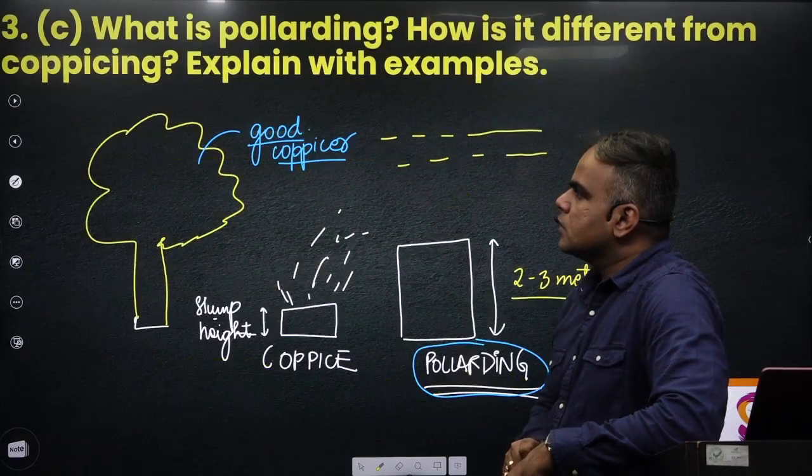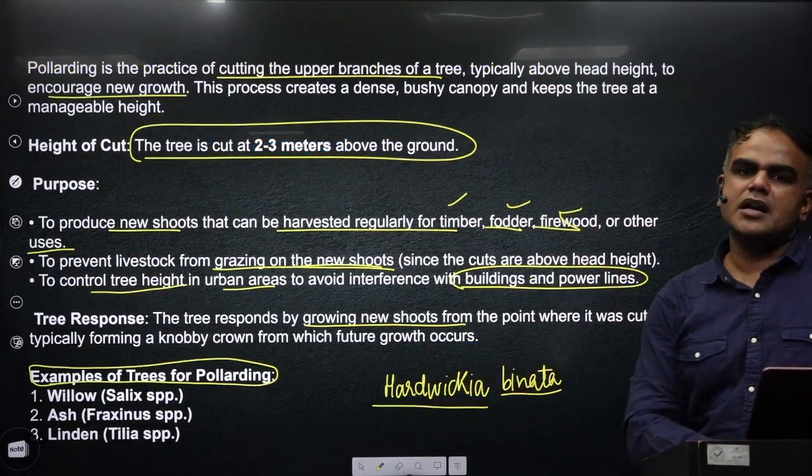Okay, so these are some of the prominent species that will go into pollarding. That is again one of the examples that we can talk about in this particular case. Now moving into some basic differences that at least we should be aware about between coppicing and pollarding, is what we'll have a look at.